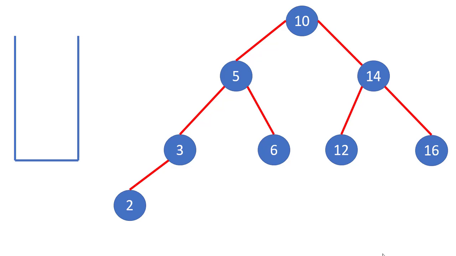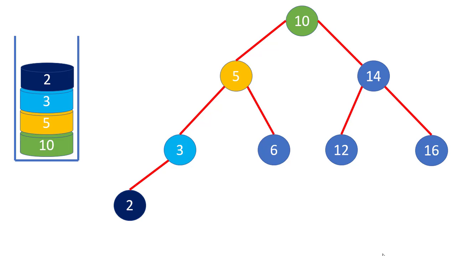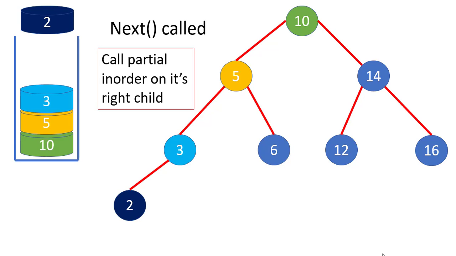We'll have a stack and we will start pushing all the left values into the stack starting from the root node. So we will start pushing 10, then comes to 5, then 3, then 2. And then the next function is called. When this next function is called, what we need to do is we need to pop the element from the stack and return this element. But before returning this element, what we need to do is, if there exists any right value, we need to call the partial in order on that and do the in ordering again.